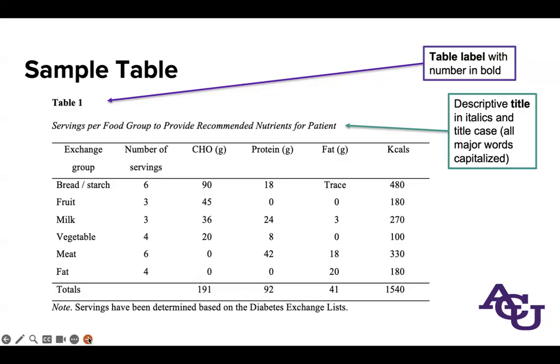So the title of the table is going to be in what we call title case. That means that all the major words, including prepositions of 4 or more letters, are capitalized. So servings, food, group, those are capitalized. But the prepositions per, to, and for are not capitalized because they have fewer than 4 letters.